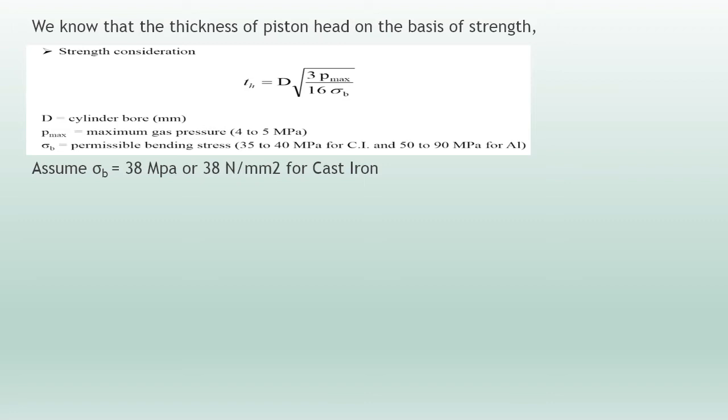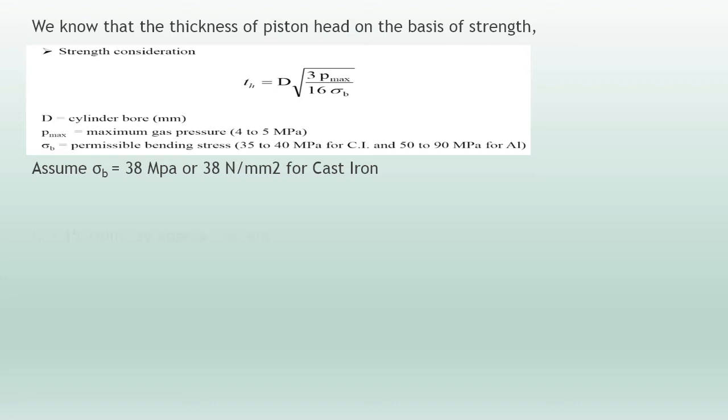Okay, you can also take the 35 or you can also take 40 MPa. Okay, both are correct for cast iron. It is the range in between 35 or 40 MPa. Both are correct. Okay, so everyone's answer is correct if you consider the 35 or if you consider 40. Okay, whatever it may be, but here we assume sigma B is 38 MPa for cast iron.